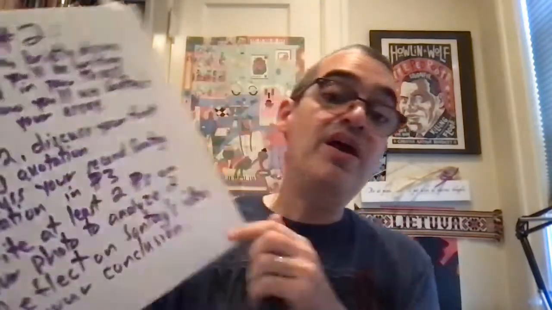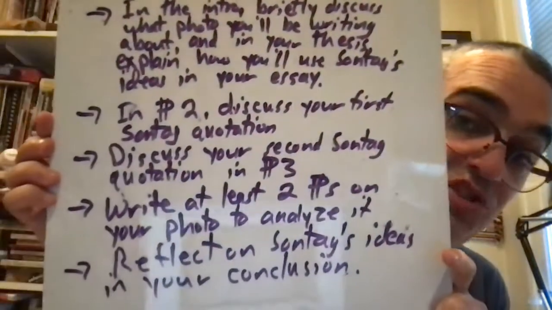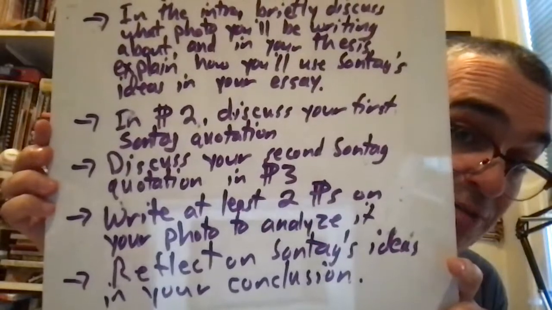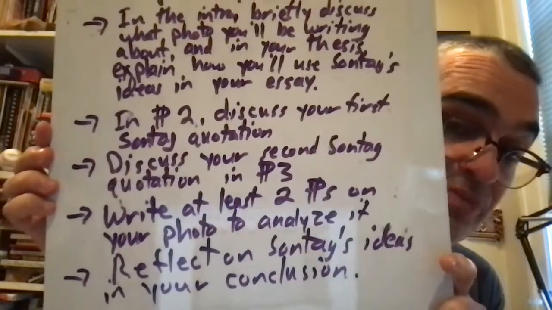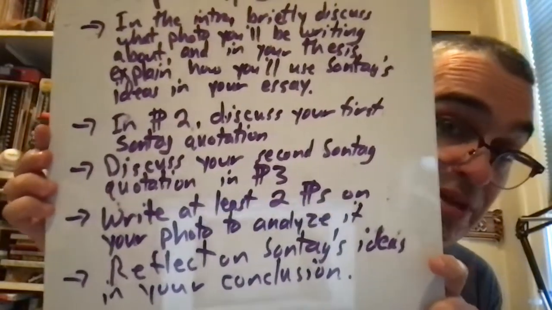So for this paper, since it's a 3-pager like the last one, use paragraphs 2 and 3 of the body of the paper after the introduction to quote from Sontag and to comment on her. And that gives you your foundation. You don't want to wait till the end of the paper to discuss Sontag because she's part of the ideas that you're using in this essay. So get her out of the way first.